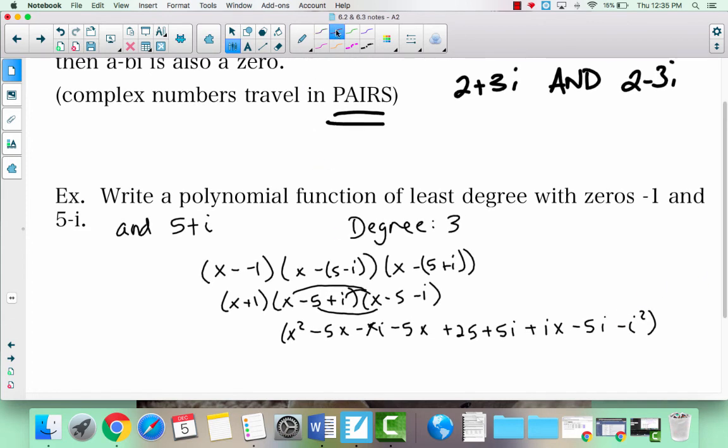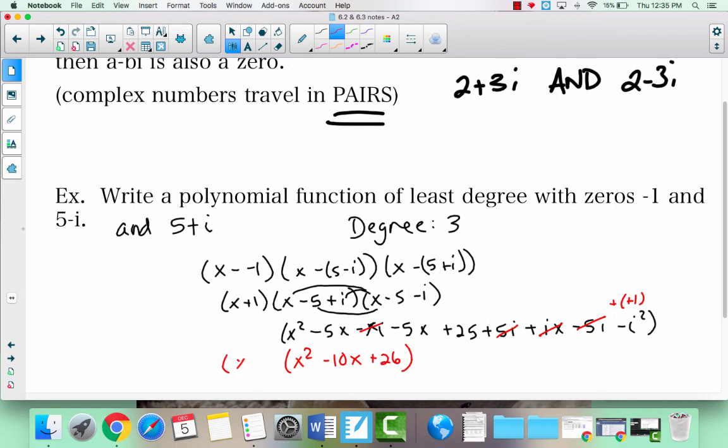Then you can go ahead and simplify. Notice that my negative xi and positive xi cancel. Same with 5i and negative 5i. And then remember, i squared is the same as negative 1, so this is the same as writing positive 1. Now we can simplify that. So we have x squared, and negative 5x and negative 5x is negative 10x. And then we have 25 plus 1, which is 26.